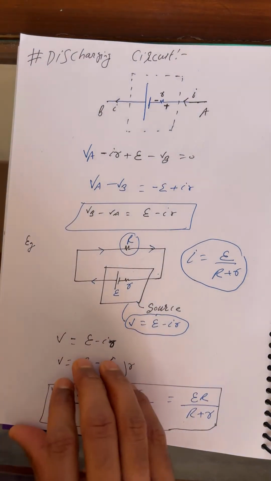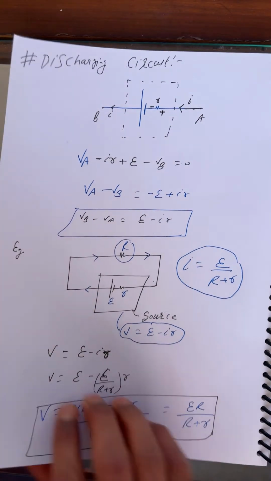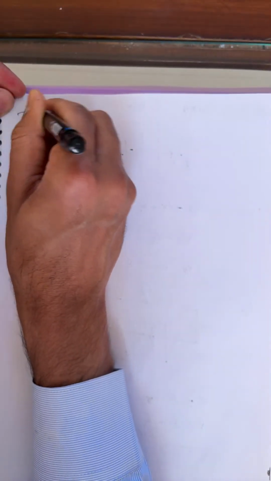Okay, have a look. This is all about the discharging of a circuit. Next, have a look at the charging circuit. This is the next topic: the charging circuit.